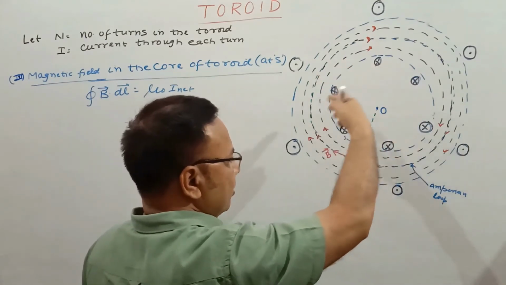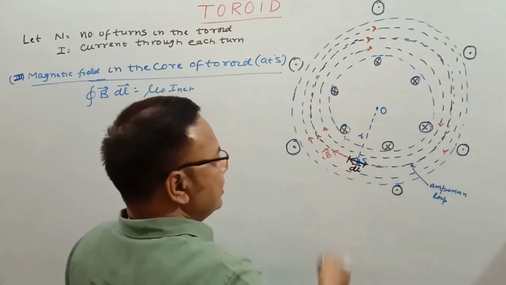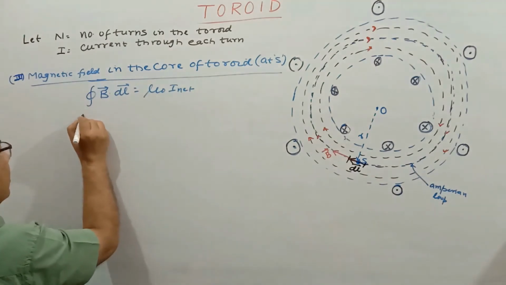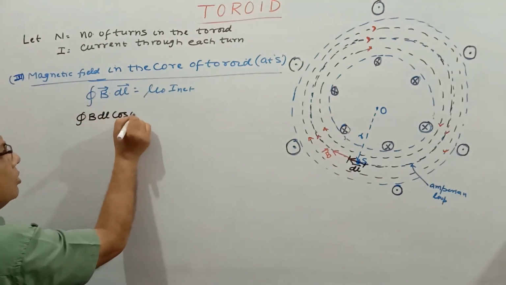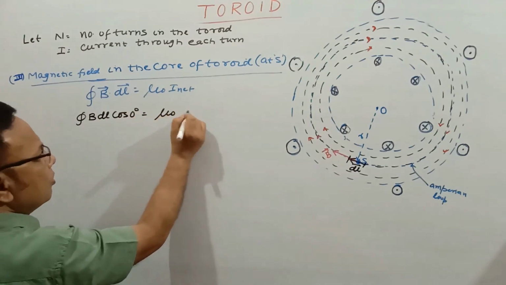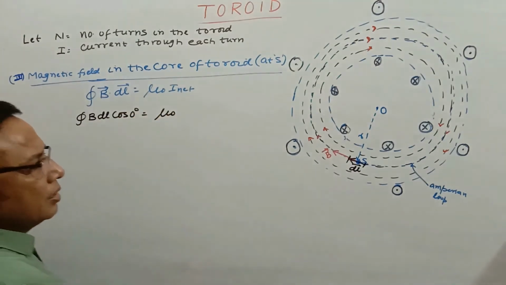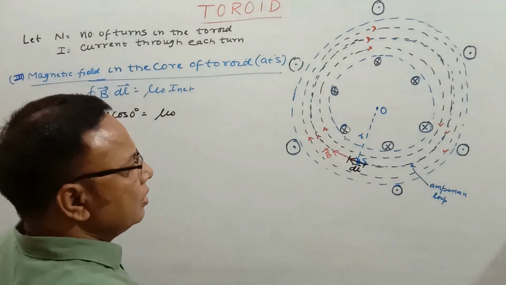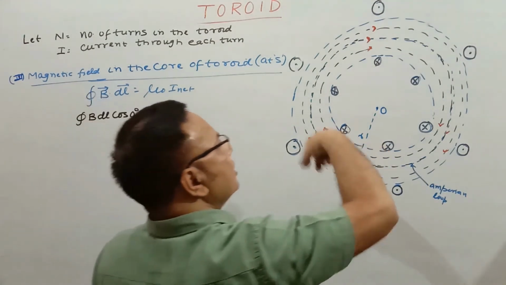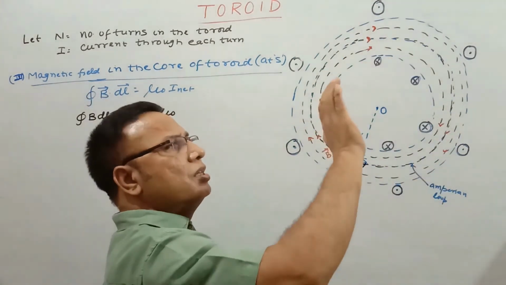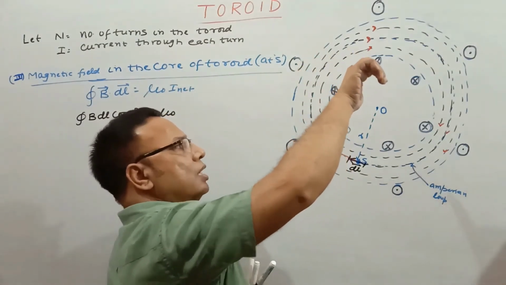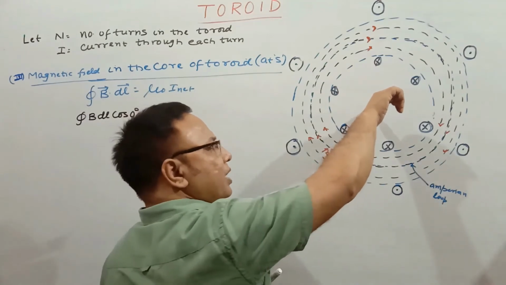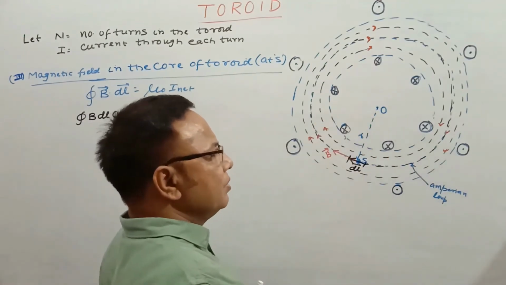Traversing this to cover the loop, dl and B are in the same direction. So we can write the integral of B dl cos 0 degree is equal to mu naught times the net current. What would be the net current? Suppose we are traversing clockwise, so we curl the fingers like this, and now the thumb is inside. So if current is going inside, that will be positive.